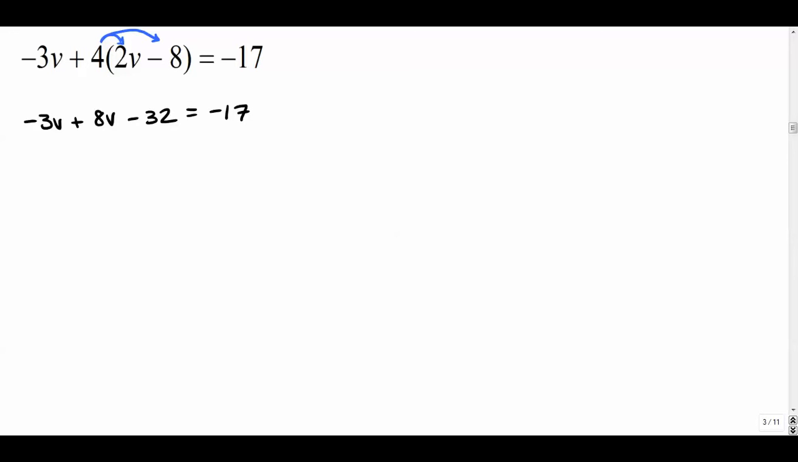Here we are combining like terms. Notice that I didn't even put combining like terms on the list of skills necessary to succeed in geometry because I expect you to already know how to do that. 5v, we're going to combine those, negative 3 plus 8 minus 32 is equal to negative 17. Add 32 to both sides, leaving us with 5v is equal to, what is that, 15 I believe, and then we'll divide by 5, we get v is 3. And there you go.